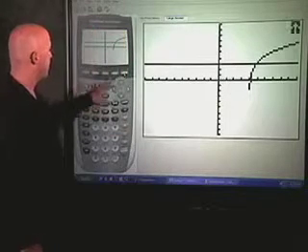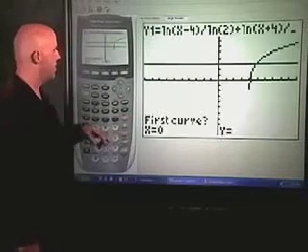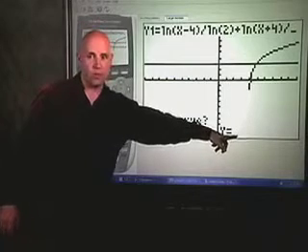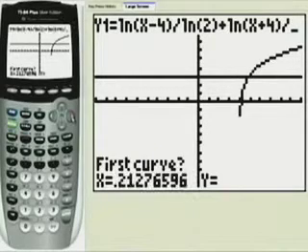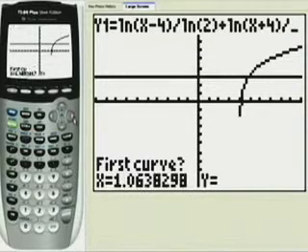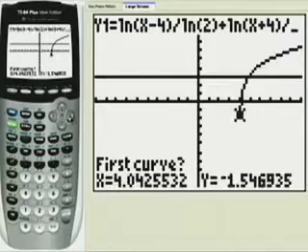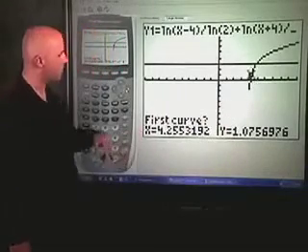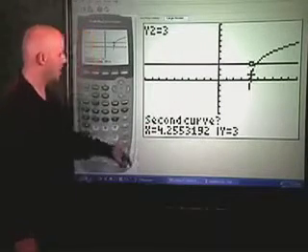We'll go to our calc menu. We pick option 5 for intersect. For the first curve, we notice there's no y value present here. We're not actually on the graph of y1 right now. So we're going to need to scroll over until we actually see a y value show up. So now that we get a y value there, we know we're on the graph of y1. We'll hit enter. Second curve is y2. We're on that, so we'll just hit enter.